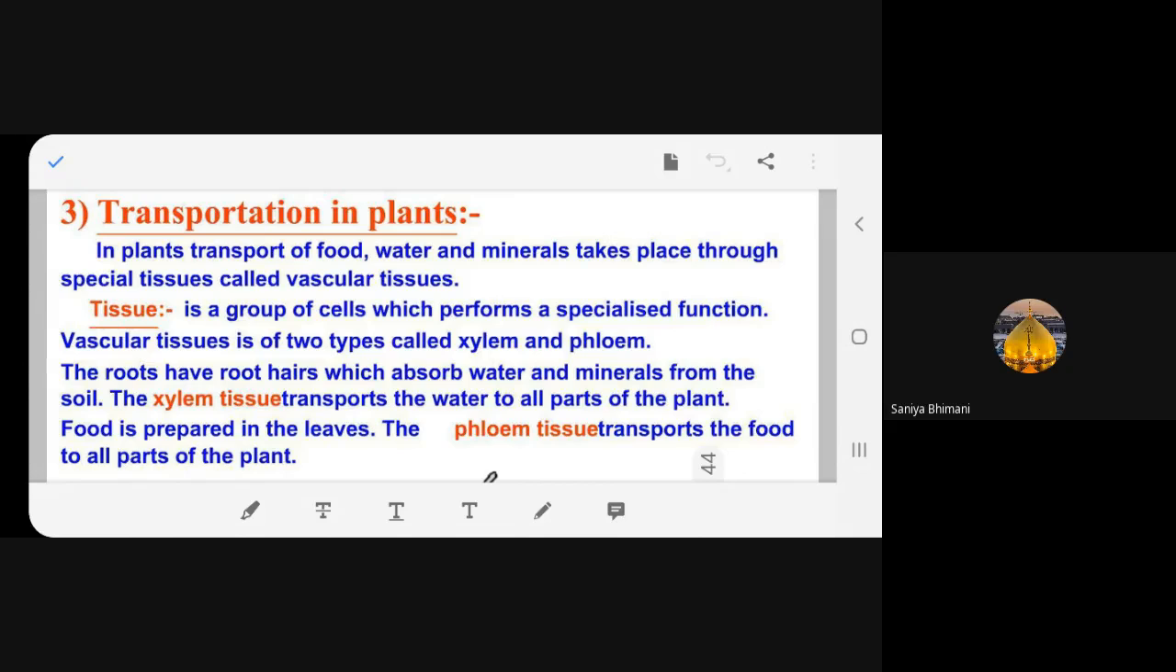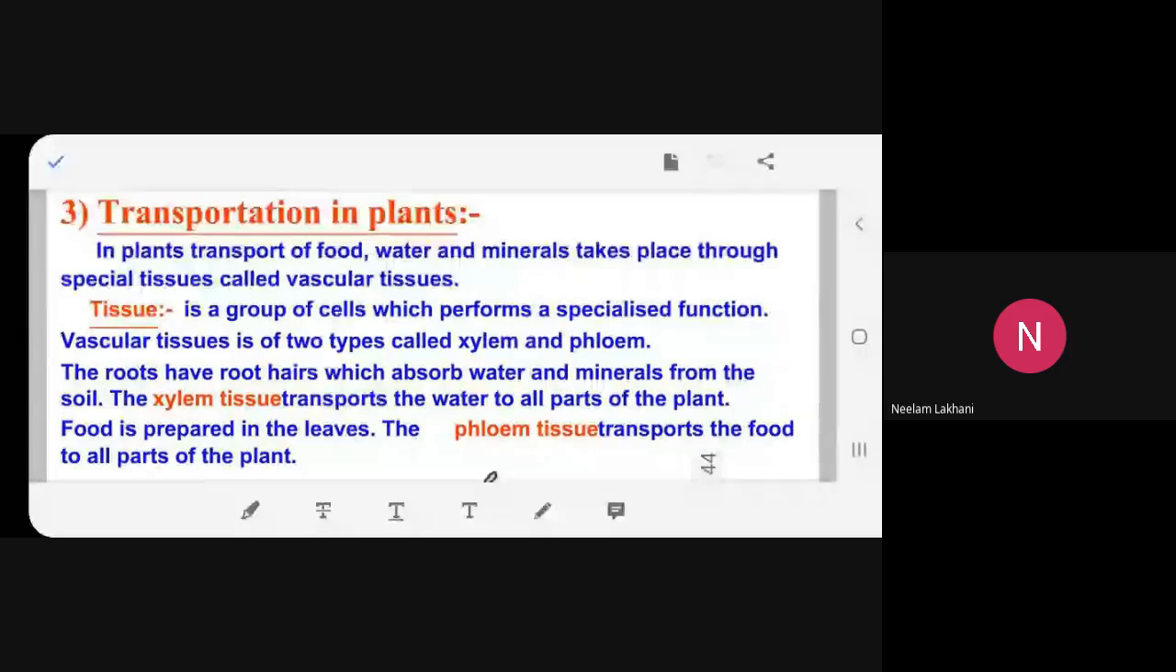Understand? So what is the function? A special function, that is covering the cell. And from tissues, what we get is organs. Your heart, what is the heart? An organ. Your lungs, what are lungs? Organs. Your stomach, intestine, kidney, liver, all these are organs.